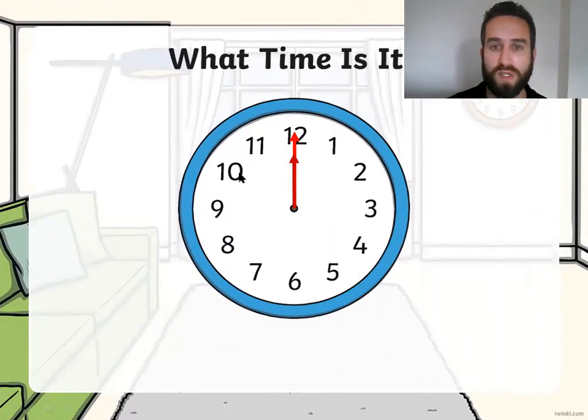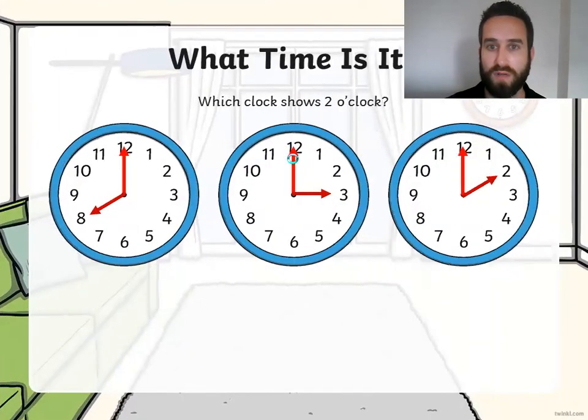And where'd the short hand go? Oh, it's hiding right there. The long hand is pointing at the 12, and the short hand is pointing at the 12. So it is 12 o'clock. All right, let's move on here.